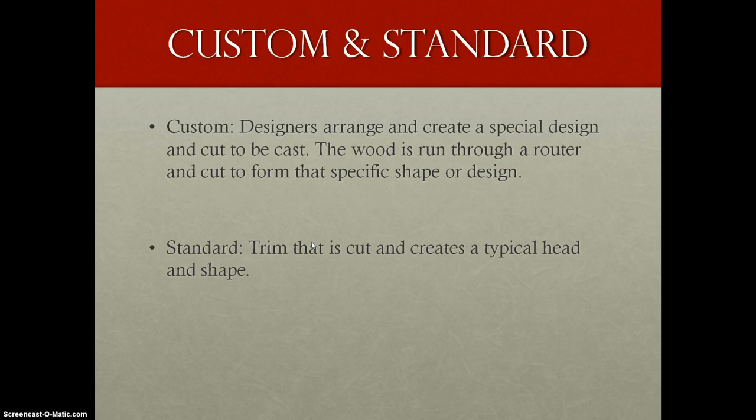A custom molding is where the designer goes in, they draw it, and they arrange it and create a special design, and then that's run through a router and it's cut to perform that specific shape or design. Standard trim or molding, on the other hand, is already pre-cut and it's got a typical head and shape. It's the type that you would be able to walk into the store and get immediately. With custom trim and molding, you would have to design it and draw it and then send it to a company that does custom moldings and trims, and then they would have to create that and send it back to you.